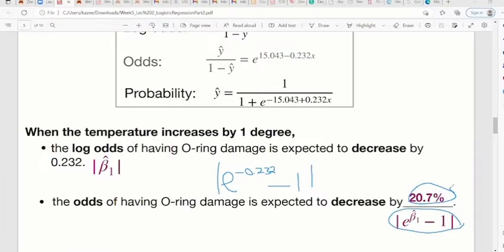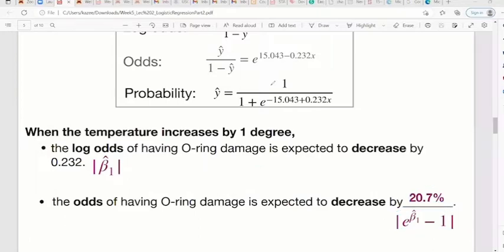So the odds of having O-ring damage is expected to decrease by 20.7%. You saw the way I calculated that, right? By making use of the formula right here, you already know what your beta 1 is. Your beta 1 is negative 0.232. All you need to do is grab your calculator and figure that out.